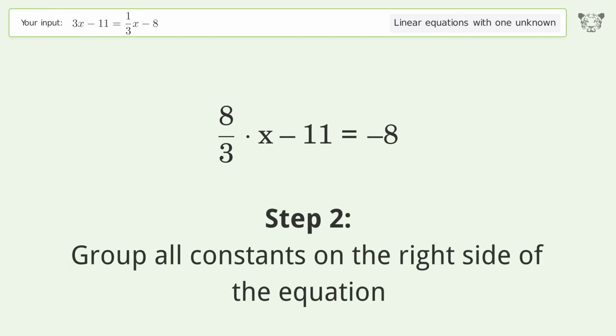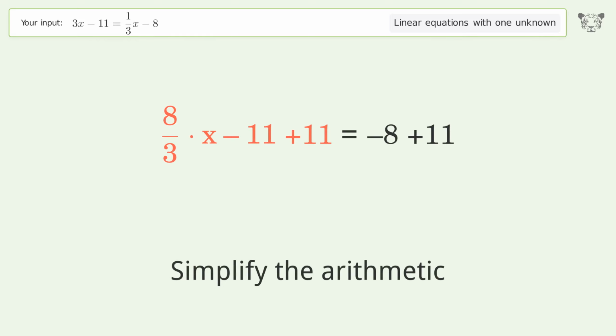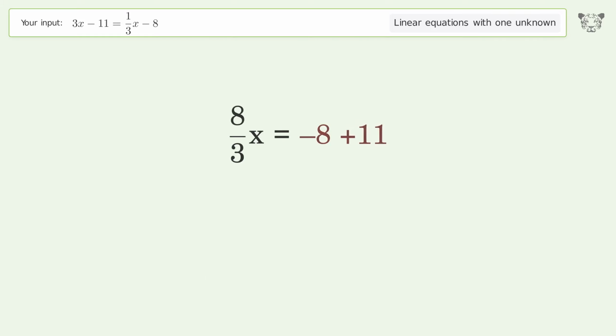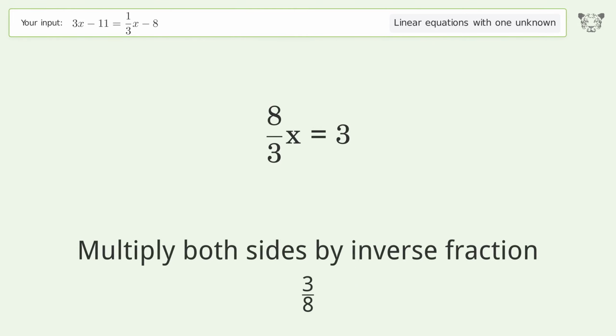Group all constants on the right side of the equation. Add 11 to both sides. Simplify the arithmetic. Isolate the x. Multiply both sides by inverse fraction 3/8.